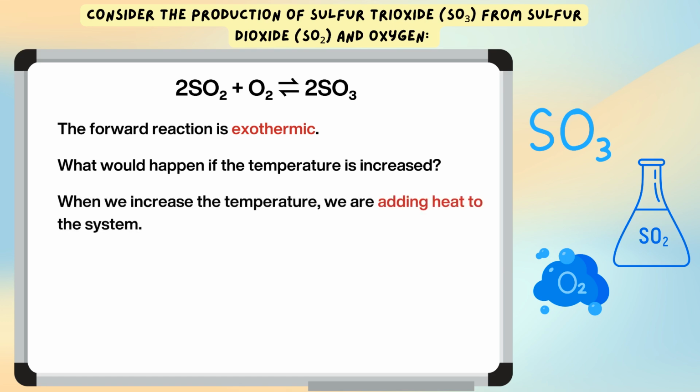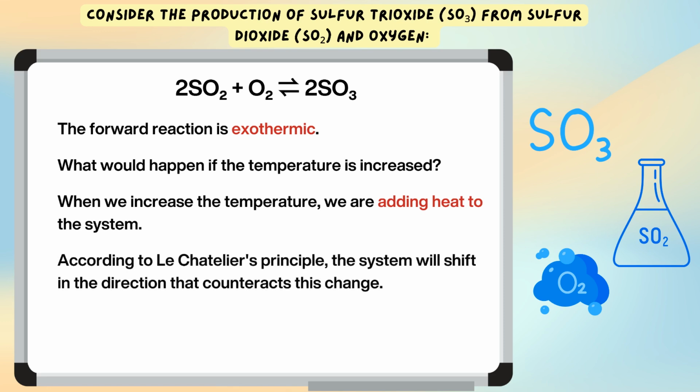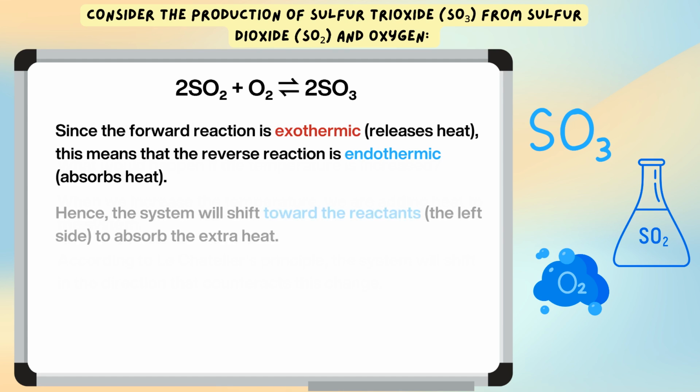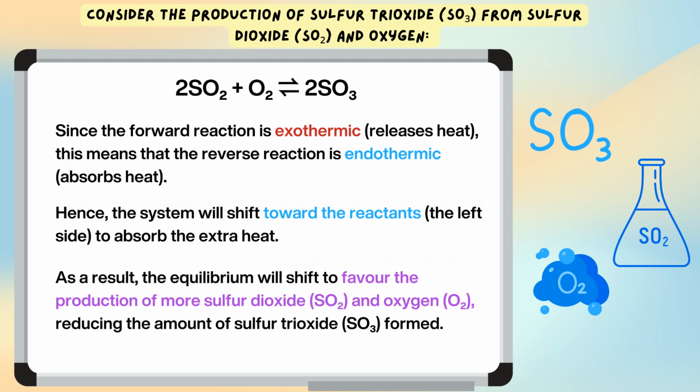When we increase the temperature, we are adding heat to the system. According to Le Chatelier's Principle, the system will shift in the direction that counteracts this change. Since the forward reaction is exothermic, releases heat, this means that the reverse reaction is endothermic, absorbs heat. Hence, the system will shift toward the reactants, the left side, to absorb the extra heat. As a result, the equilibrium will shift to favor the production of more sulfur dioxide, SO2, and oxygen, O2, reducing the amount of sulfur trioxide, SO3, formed.